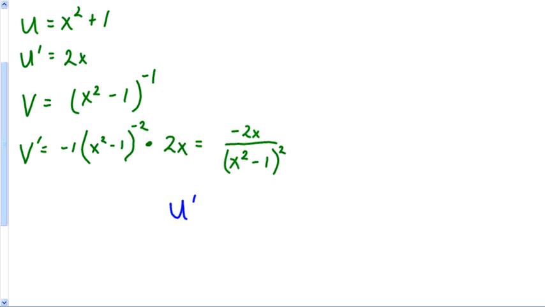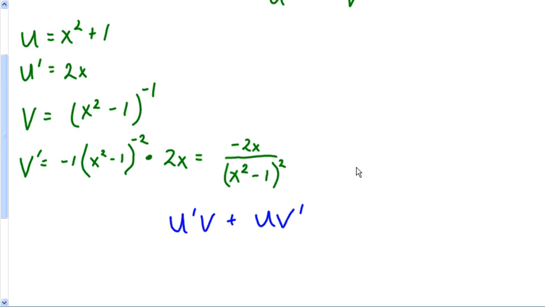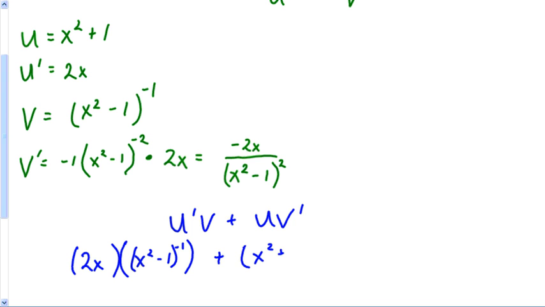Product rule: u prime v plus u v prime. So let's just substitute. u prime is 2x times v, which is x squared minus 1 to the negative 1, plus u, which is x squared plus 1.